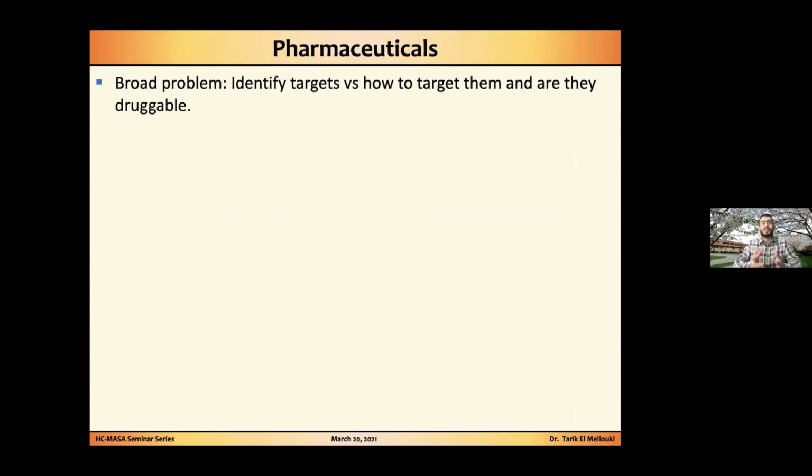So as I said, the broad problem is how to identify targets. Basically, what is the drug going to target in the human cell, and how do we target it? Can we get the drug to these targets? Because as you can imagine, in order for a drug to work, it has to cross several barriers to get inside of the cell, and once inside of the cell, it has to find its target.